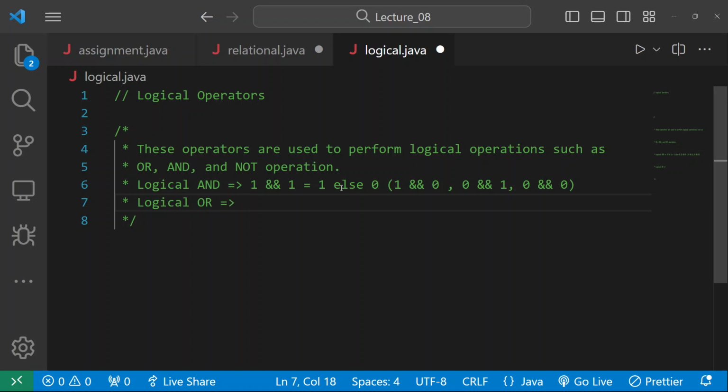Remember, at least one condition should be true. And how do we remember it? A simple way to remember is that the same syntax and the proper way of writing is this, and this represents your logical OR. If 0 or 0 equals 0, else the condition will be 1.